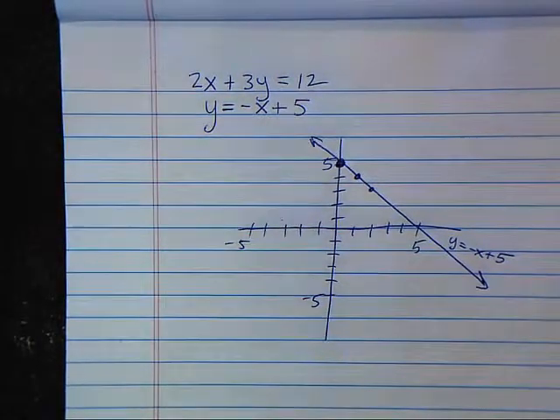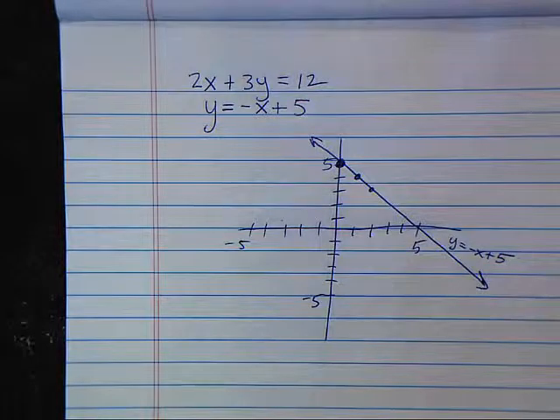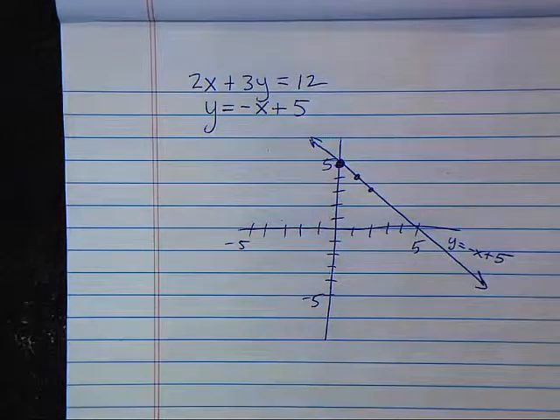Second one's, well, actually, it's the first one, the one I wrote first, but we haven't done it yet, so it's the second one we're going to do. Second one's a little harder. How would you graph 2x plus 3y equals 12? Simplify it, and how would you simplify it? Get y all by itself.